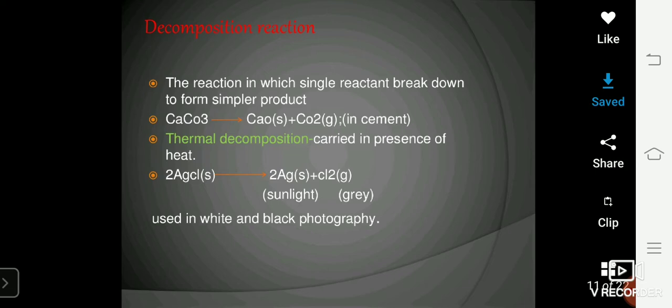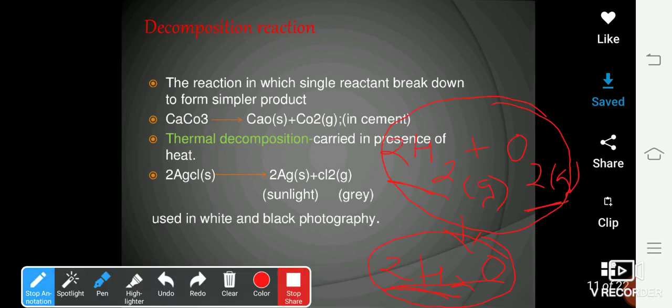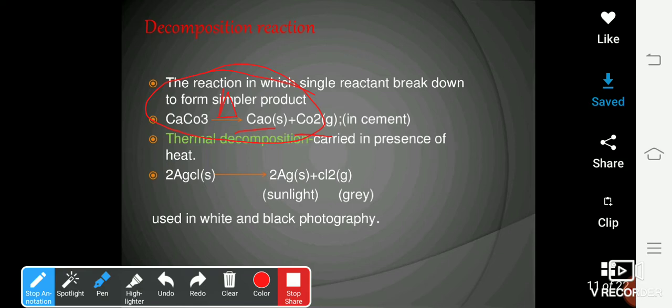From the word itself, you can understand. Therm in science means heat. When decomposition is carried out in presence of heat, it is called thermal decomposition. Example of thermal decomposition is calcium carbonate. When heated, you can write a triangle on the arrow that indicates heat. It will give you calcium oxide, that is CaO, plus carbon dioxide. Now, this is an example of thermal decomposition because you are heating calcium carbonate to obtain calcium oxide and carbon dioxide.